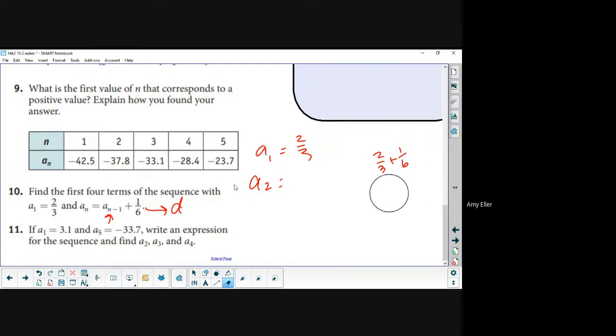common denominator. So if I turn that into 6, that'd be 4/6 and 1/6, which is 5/6. And for my next term, I have to add a 6th again. So if I add a 6th again, I'm at 6/6 or 1. And the fourth term is going to be 6/6 plus 1 more 6.